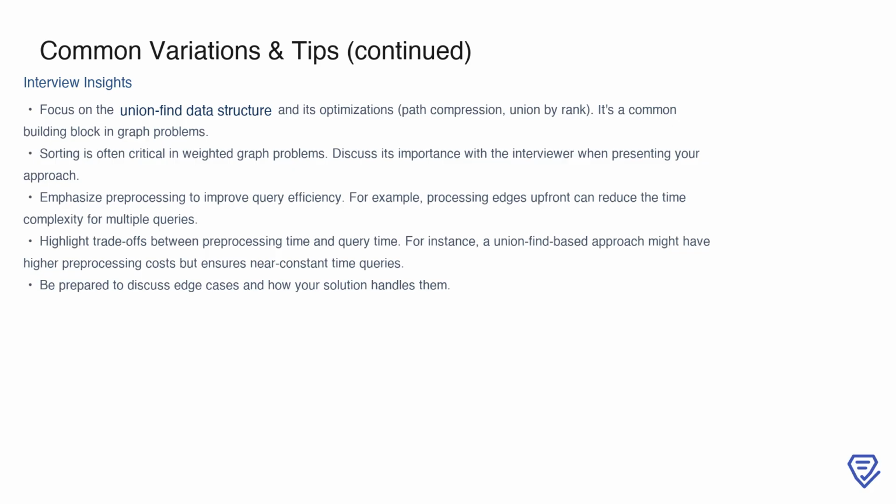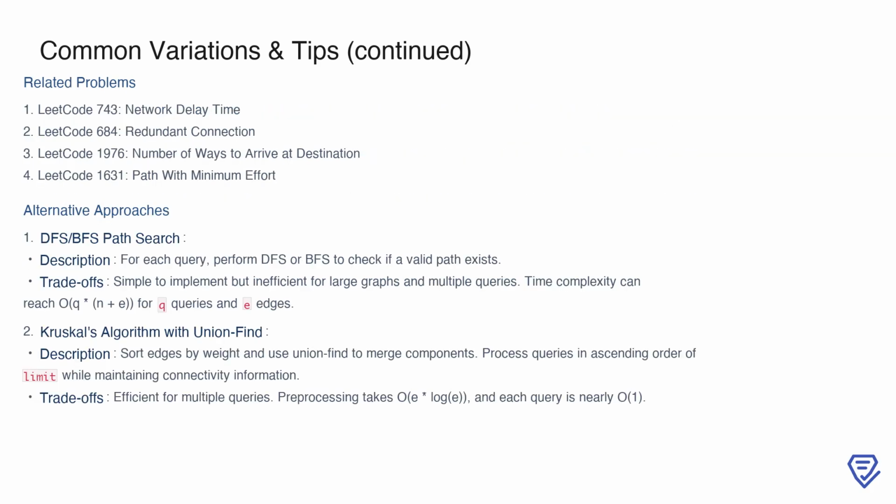Pre-processing is an important strategy to improve query efficiency. For example, processing edges upfront might increase pre-processing time, but it can significantly reduce the complexity of individual queries. Be ready to explain the trade-offs, such as how a union find-based approach might involve higher pre-processing costs but ensures near-constant time queries thereafter. Lastly, interviewers often expect you to discuss edge cases. Highlight how your solution accounts for scenarios like disconnected graphs or unusual query conditions, as this demonstrates thoroughness and attention to detail. Let's explore related problems and alternative approaches.